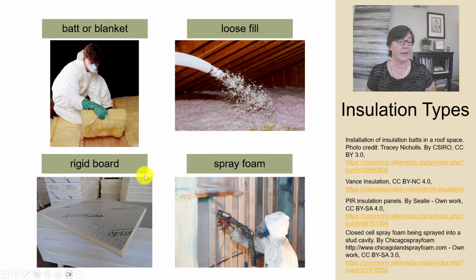We also have rigid board insulation, and there's multiple different materials of this. The rigid insulation is great for installing on the underside of roofs, underside of your rafters, or on the outside of your wall, and it makes a smooth and continuous barrier of insulation.